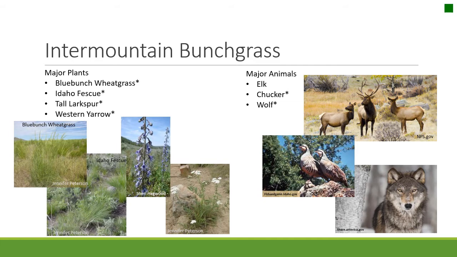What kind of animals might you see? Certainly you would see elk, especially in those higher mountain bunch grass types. Chukars would be common in those canyon grasslands. And don't forget that wolves were introduced into those northern regions and into the northern bunch grass type.